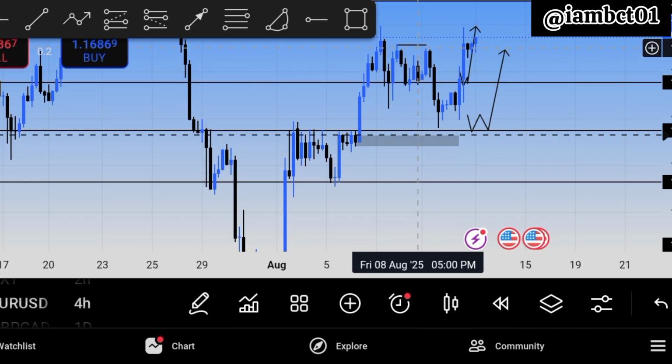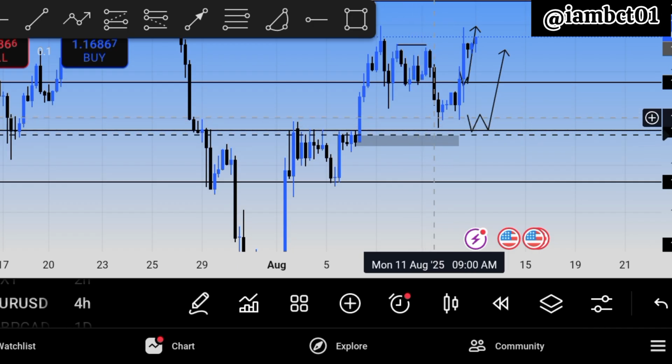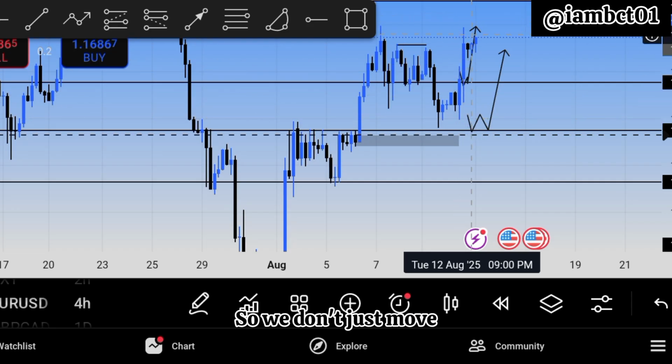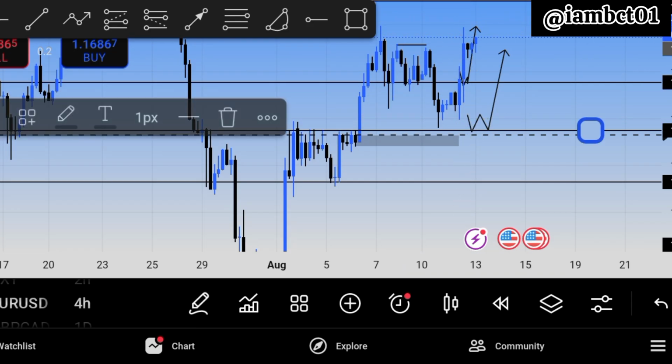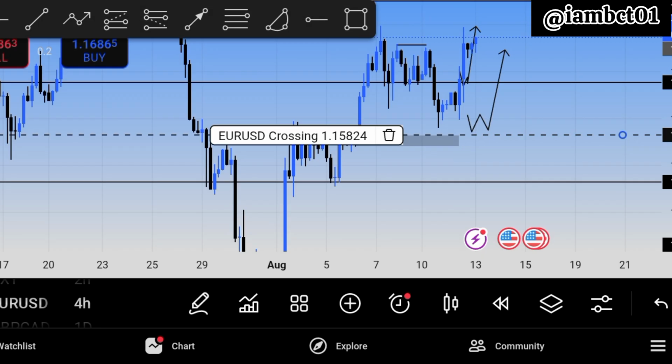But as you can see, price couldn't break it and it kept retesting, so I was waiting for price to come here, and unfortunately price didn't come here on Monday. It just kept going back up. So we don't just wait for price to come to us. Please clear the whole analysis and start afresh.